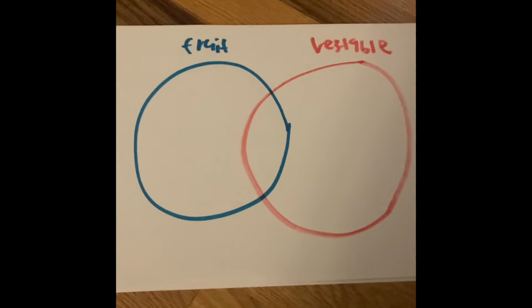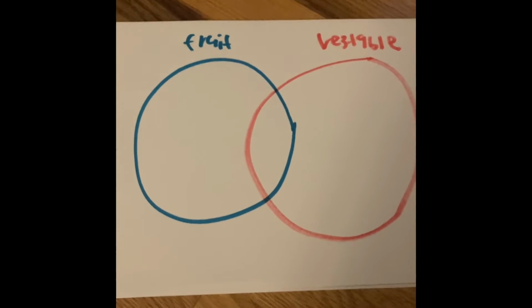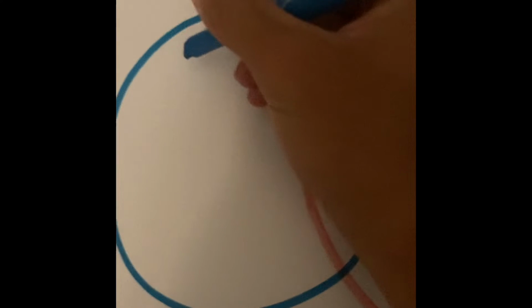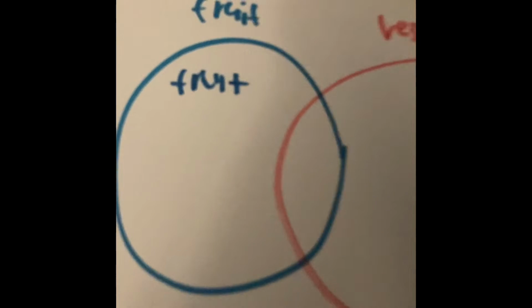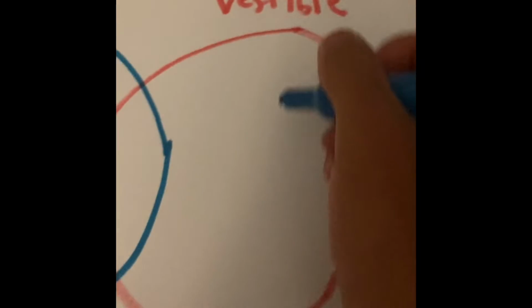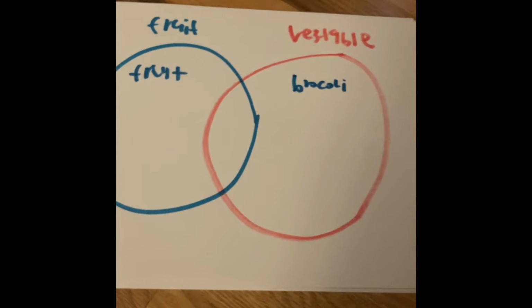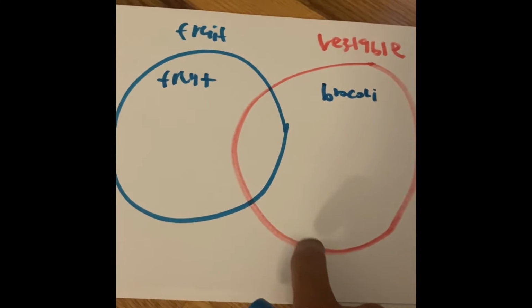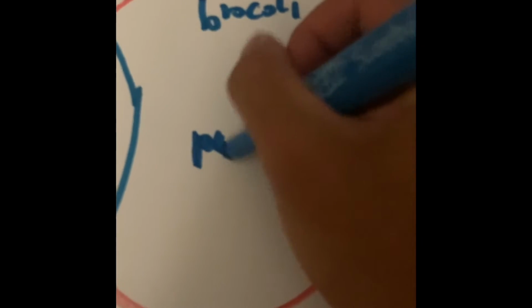So we're going to compare if something is a fruit or a vegetable. So let's get started. Strawberry, is that a fruit or a vegetable? I probably think it's a fruit, so we're going to put it right there. Broccoli, I'm going to use that as a vegetable. Is a pumpkin a fruit or a vegetable? I think a pumpkin's a vegetable, so I'm going to put it right here.